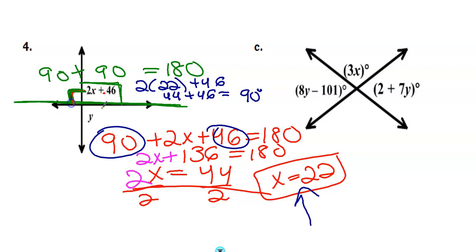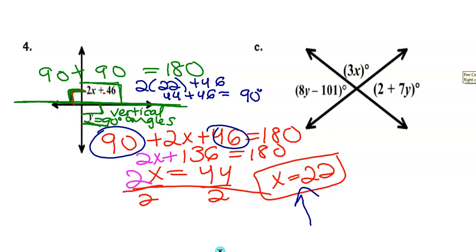If this is 90 degrees, this is also 90 degrees because they are vertical angles. Okay? So if this is 90, y is also 90 degrees. So x equals 22, y equals 90 degrees.